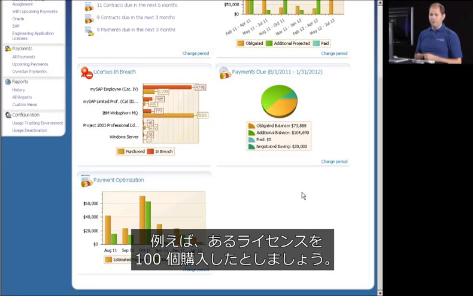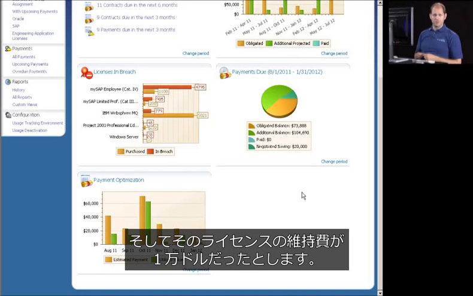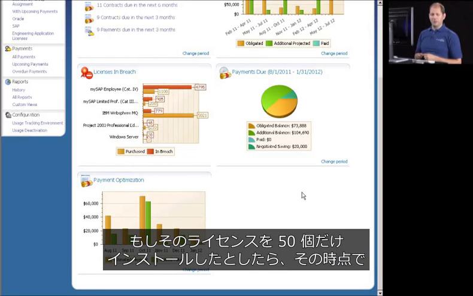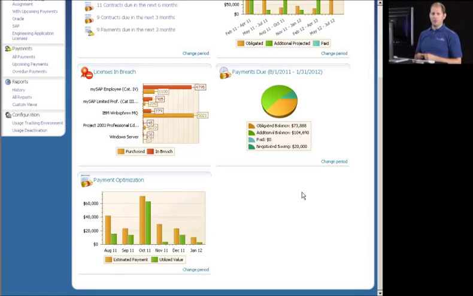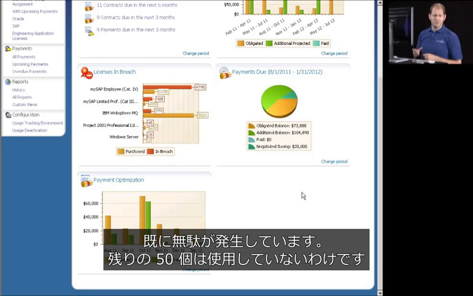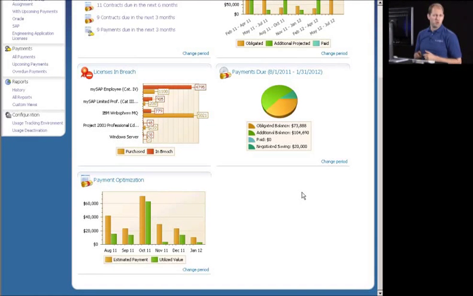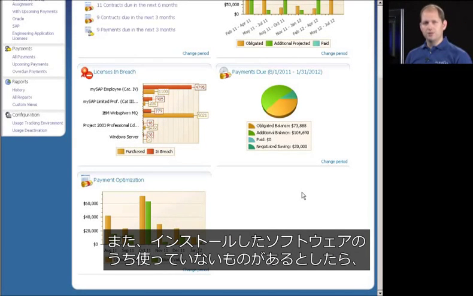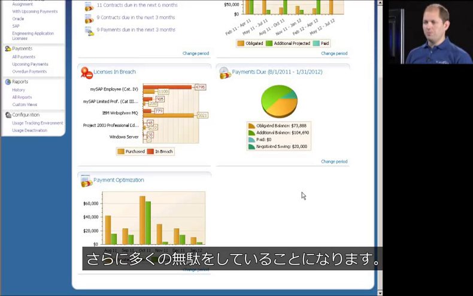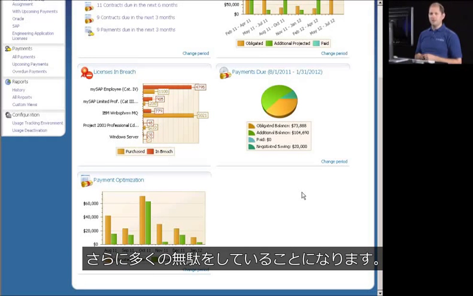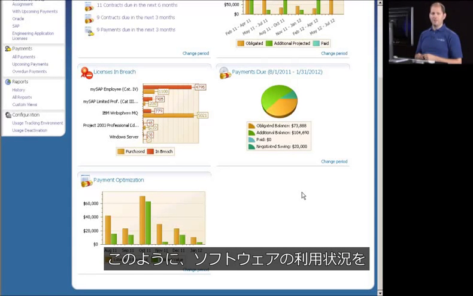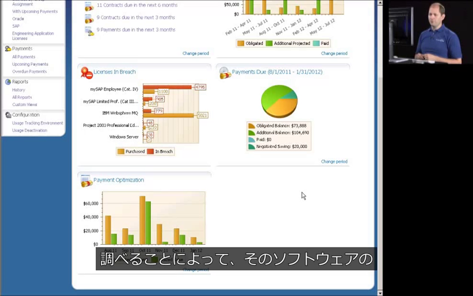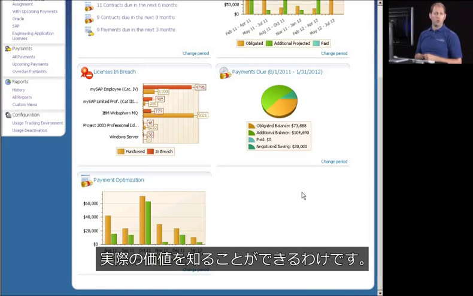So if, for example, we have 100 licenses and we're paying a $10,000 maintenance payment on those licenses, but we're only installing 50, then we're already wasting money because there are 50 unutilized licenses that we're paying for, approximately $5,000, and getting no use at all. But also, if we have installed software that doesn't get used, we could be wasting even more money. So we can detect the usage levels of the software and compare that against the installed usage of the software, and then come to an understanding of what the approximate utilized value of that software is.